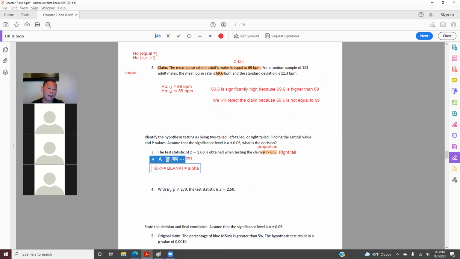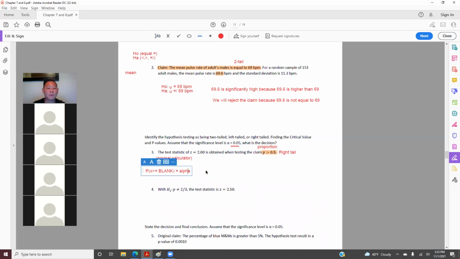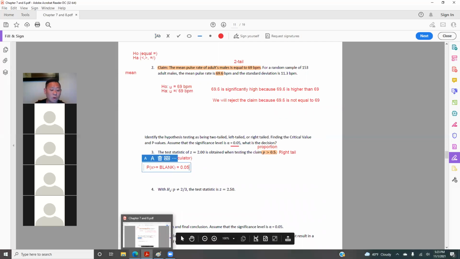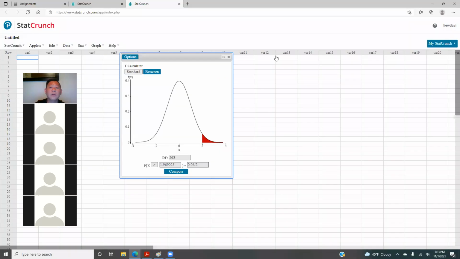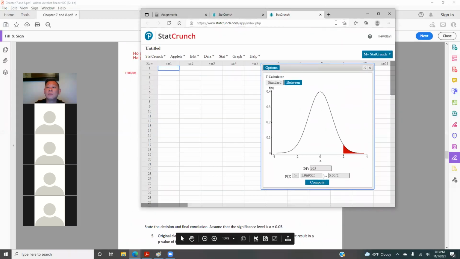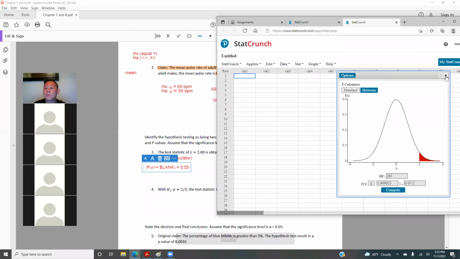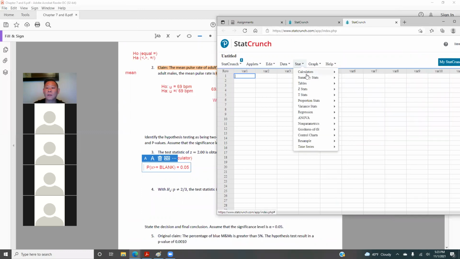And what is alpha in this case? Alpha is in the question. Anyone? 0.05. Yep, right on top here. This is your alpha. So we're going to use 0.05 here. So using your StatCrunch, you go to your normal calculator. We're not using this one. We're going to use the normal calculator.